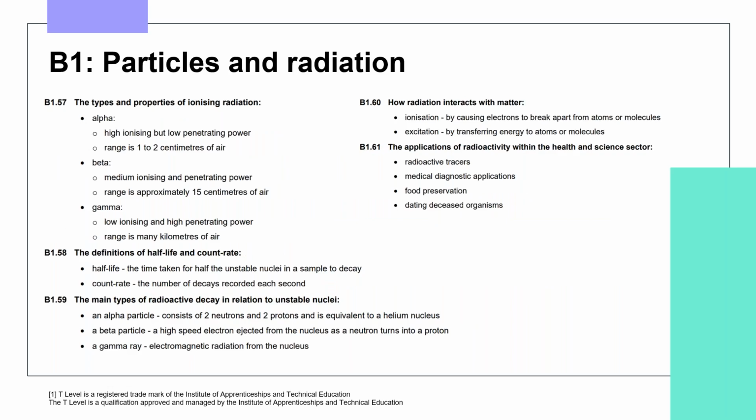When it comes to the particles and radiation section, students should have been taught at GCSE about alpha, beta, and gamma and their properties, what half-life is, ionization, and some of the applications. So a bigger focus here might be on excitation and the electrons changing shells in B1.60, what count rate is, and all the different uses for radioactivity.